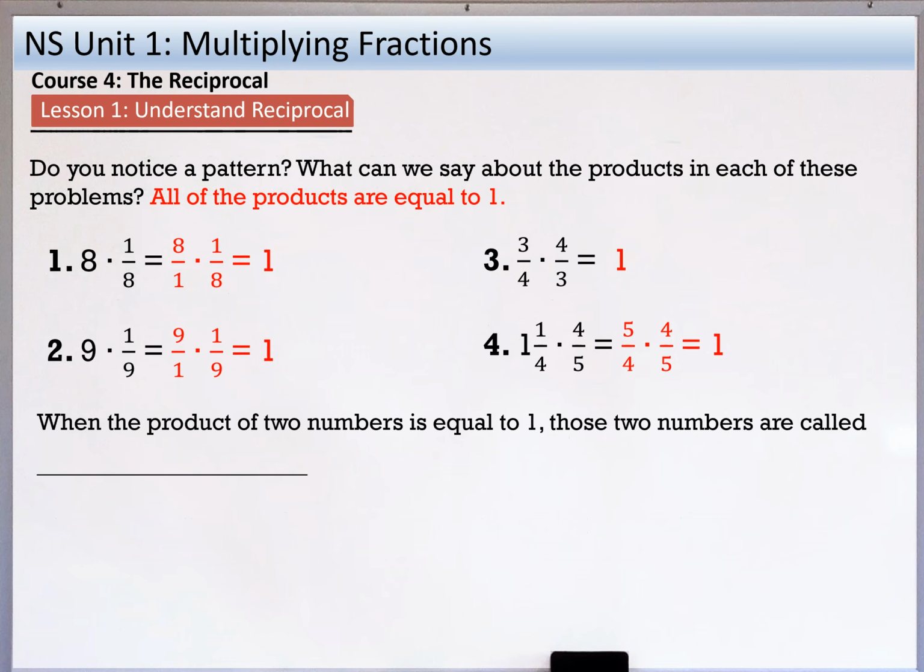Okay, so you notice that all the products are equal to 1. 8 times 1/8 is 1. 9 times 1/9 is 1. 3/4 times 4/3 is 1. 1 1/4 times 4/5 is 1. And when the product of two numbers is equal to 1, we call those numbers reciprocals.